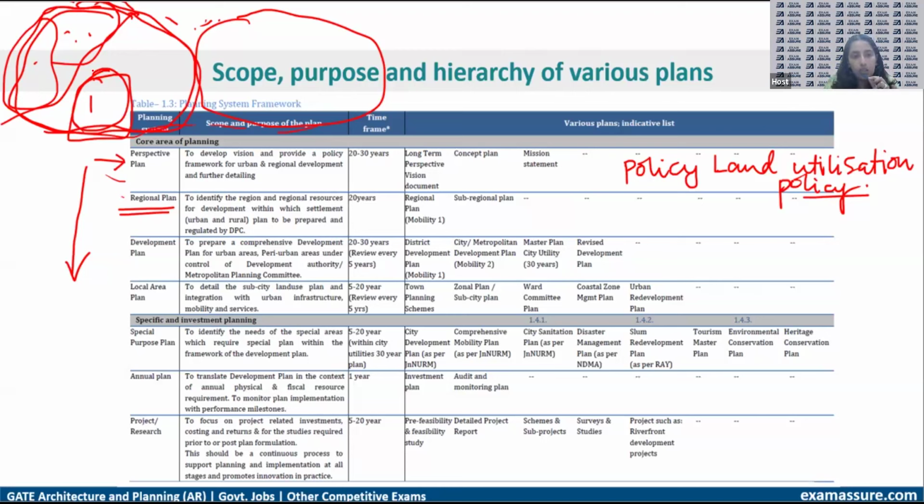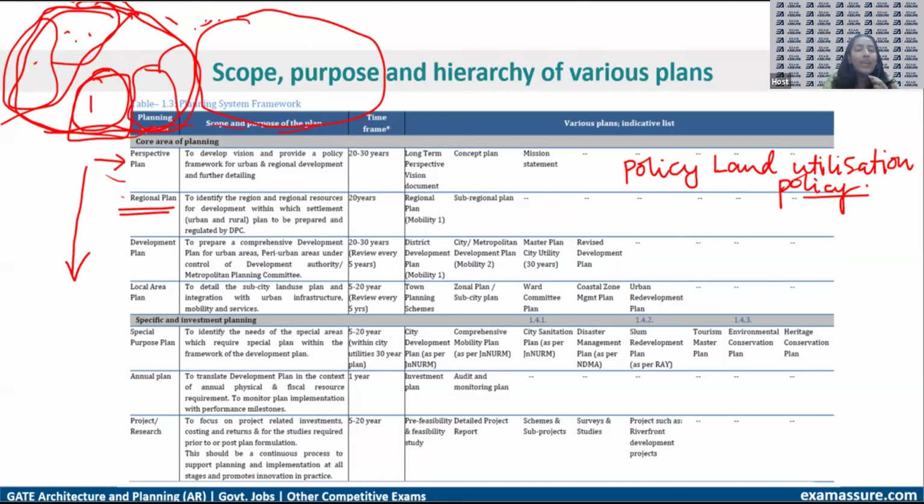In terms of Maharashtra, for the MPSC exam that we are preparing, here the districts have been divided into different regions to prepare regional plans. So in Maharashtra, the regional plans are prepared for each individual district.